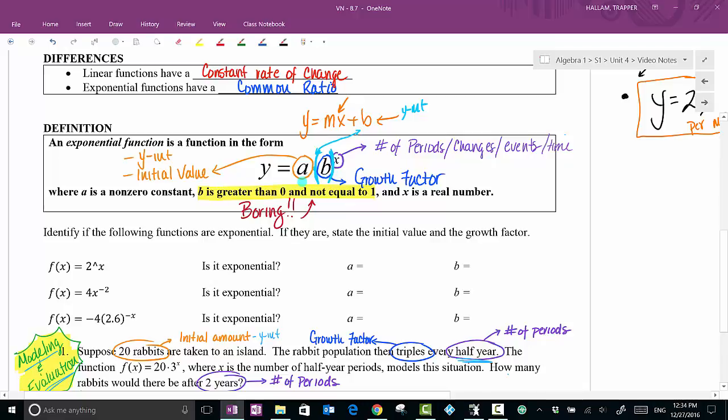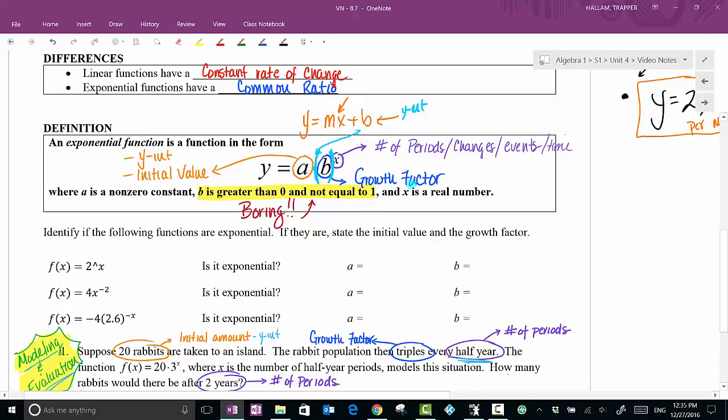A lot of times your growth factor is how much it's increasing by between the y values, right? So this is going to be how much it's increasing. It should be increasing as we go along. It is going to be inside parentheses. That's going to be the part that's raised to the exponent. That's really how you signify it. If that's the base, and this is raised to that exponent of x, right? And this should always be an x. That should be our input. Y should be our output.